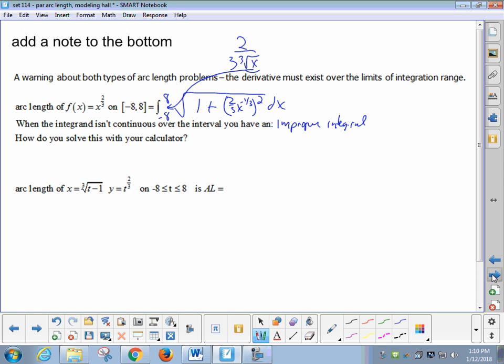But that said, let's go back to the actual idea that you're going to need to understand. Your calculator will not allow you to do that, so instead you're going to use that limit idea. You say, I have a discontinuity at x equals 0, so you break it up into two. You let this integral be from -8 to almost 0, but just below 0, so maybe -0.000001 of the root thing, and then add what?